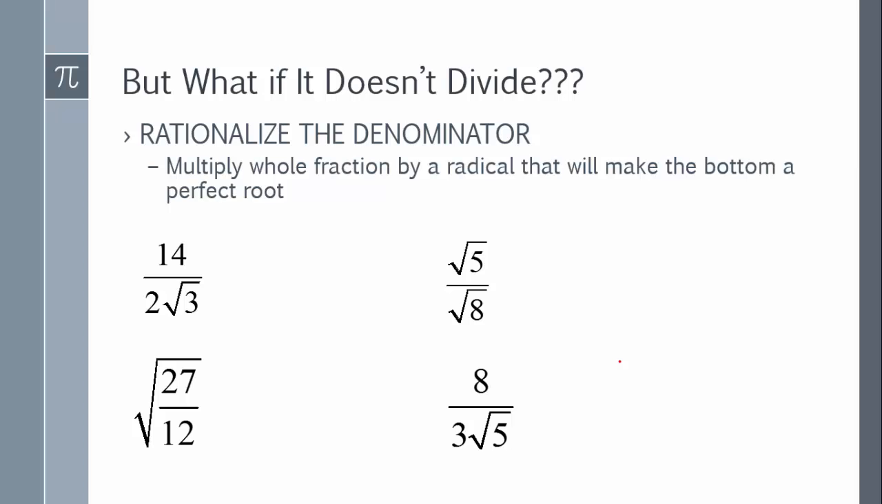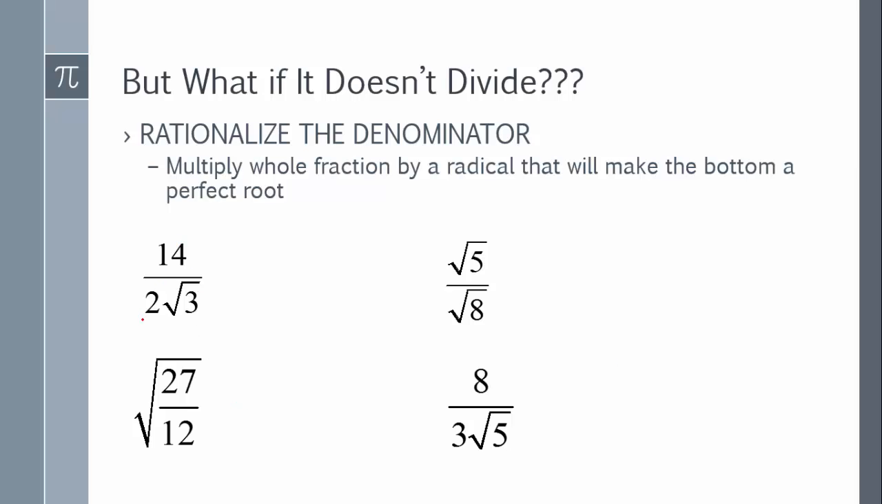So here it is. Essentially, we don't like square roots in denominators, the same way we didn't like i in denominators. The way we get rid of that is we multiply top and bottom by a radical that's going to make that bottom become a perfect square, or a perfect cube if it was a cube root, and so on and so forth. So here's some examples.